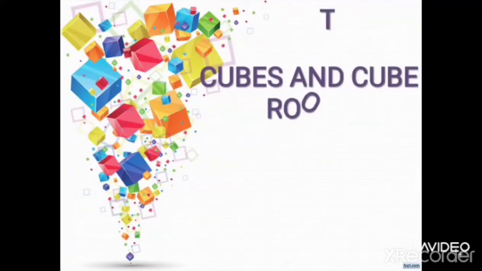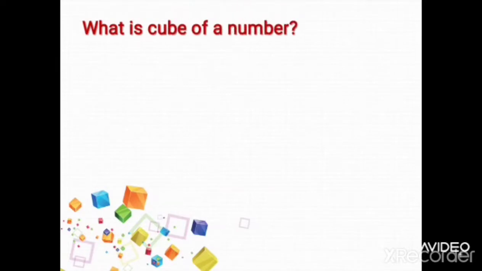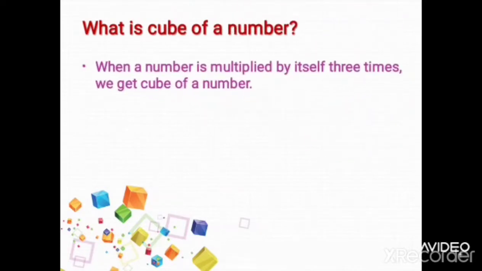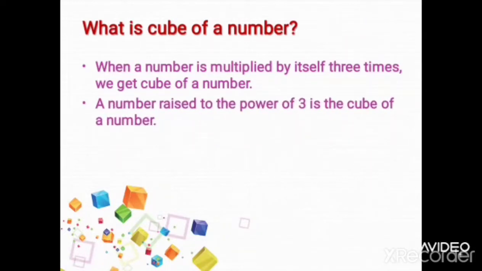Today, we are going to start with the chapter Cubes and Cube Roots. In the previous chapter, you have learned how to find the square of a number. Today, you will learn what is the cube of a number. When a number is multiplied by itself 3 times, you get the cube of a number. A number raised to the power of 3 is the cube of a number.